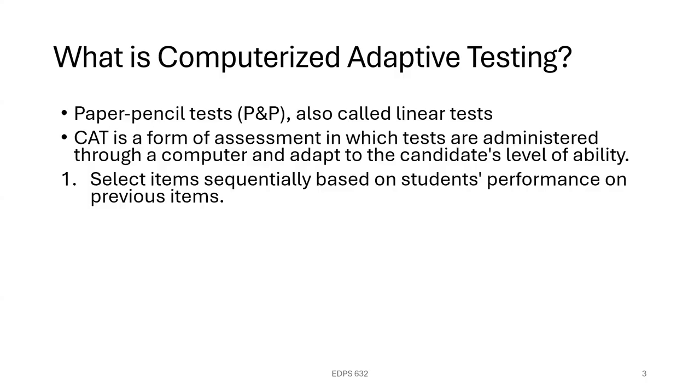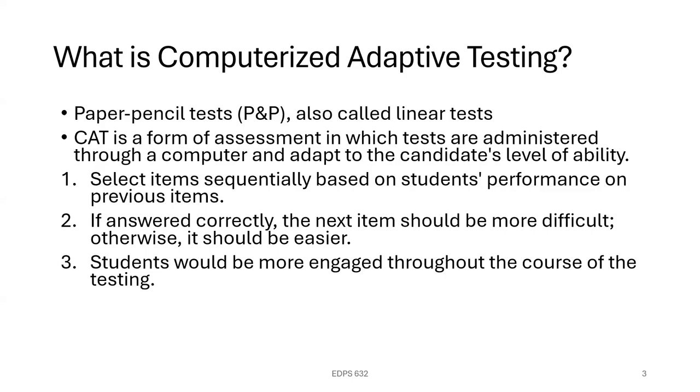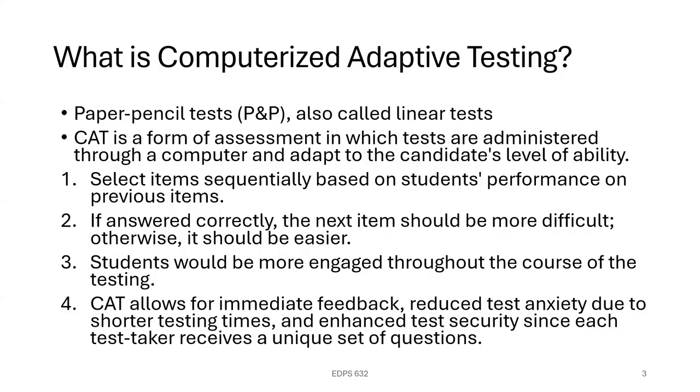Such an experience is just like you ask a student to answer one question. Based on the answer, you select the second question. They select items sequentially based on students' performance. If a student's answer is correct, the next item should be more difficult. Otherwise, the next item should be easier, right? In that way, students will be more engaged throughout the course of the testing.